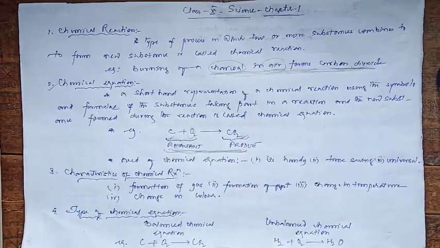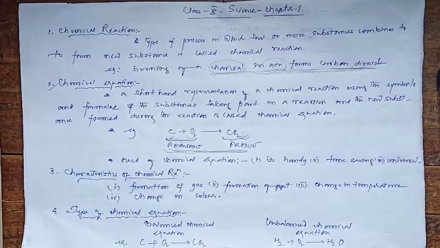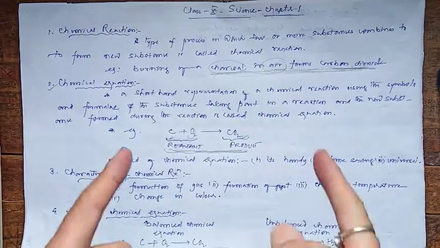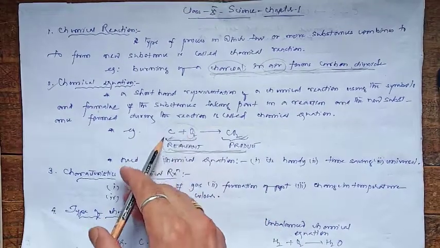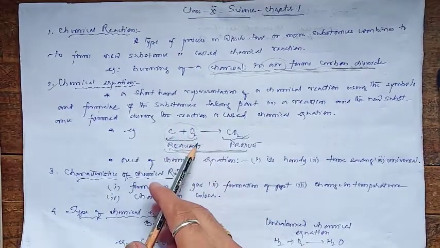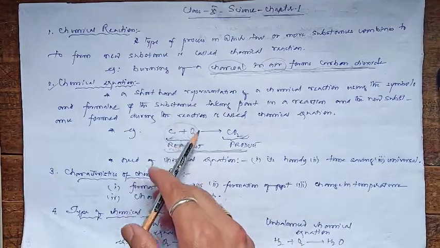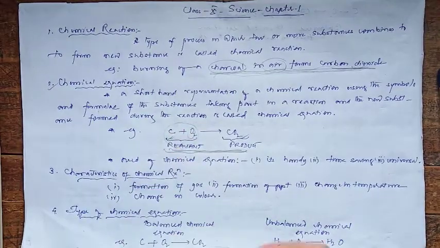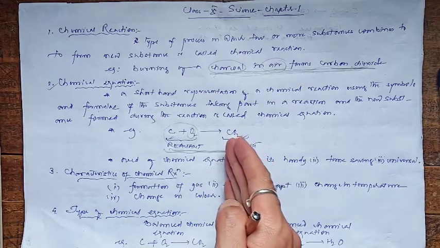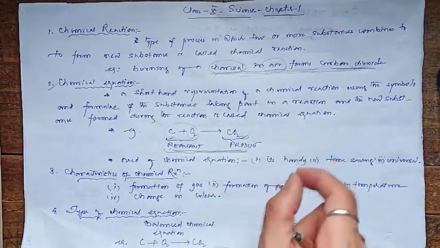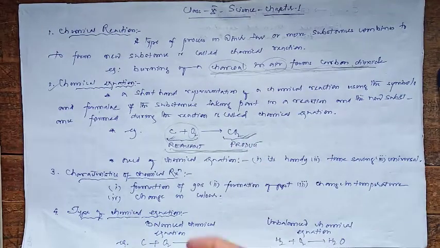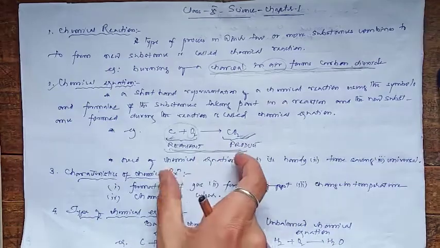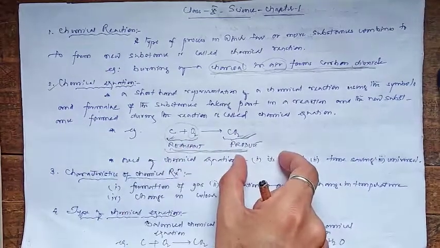So we studied equations in maths. Equations have two parts, left hand side and right hand side. In chemical equations also we have a left hand side and right hand side. This is the left hand side of the equation where we have carbon and oxygen taking part in the reaction. This part, where we represent the substances taking part in a reaction, is called the reactant. And the right hand side, where the product is formed, is called the product. So the left hand side of a chemical equation is called the reactant, and the right hand side is called the product.